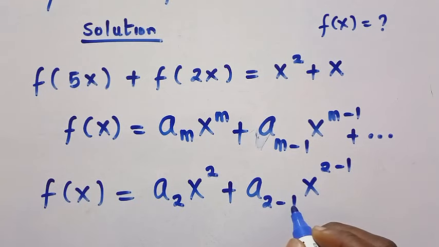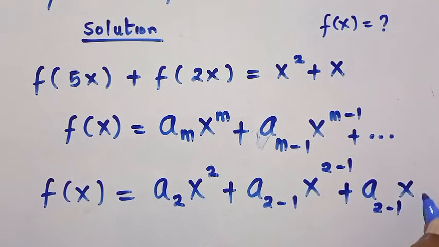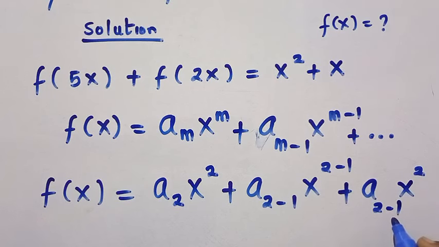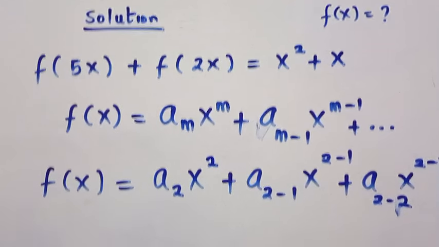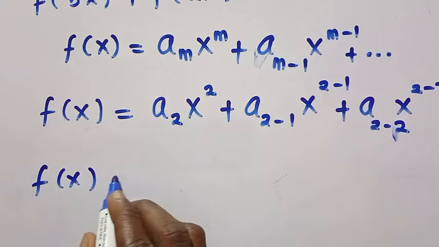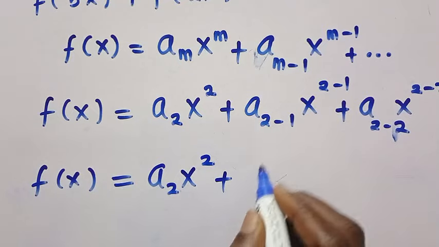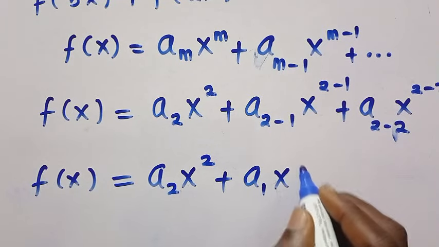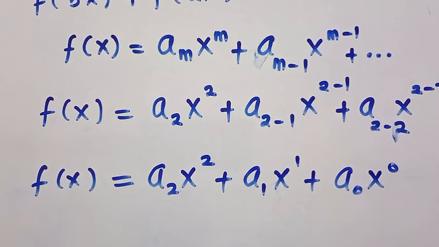So 2 minus 1 gives us 1. Then we still need a0, which comes from 2 minus 2. On getting this, we have f of x equals a2 x raised to the power 2 plus a1 x raised to the power of 1 plus a0 x raised to the power of 0. So this is where we are going to stop.